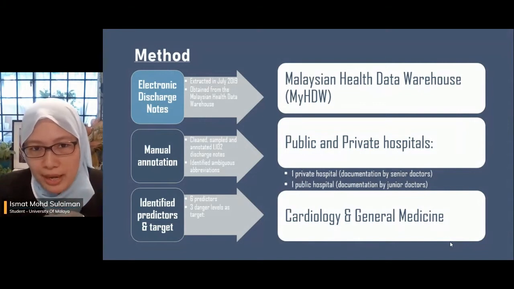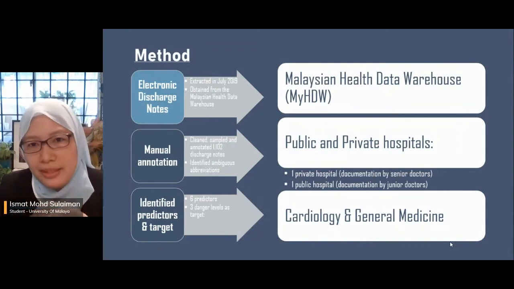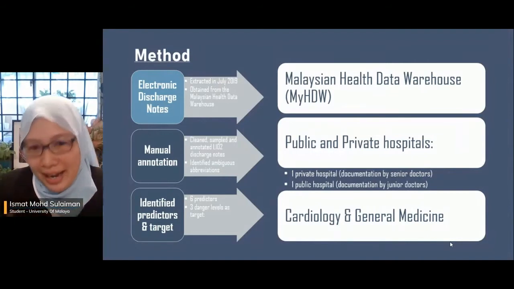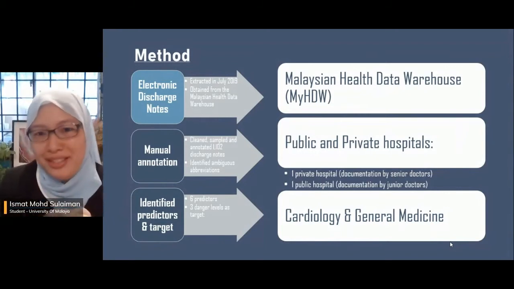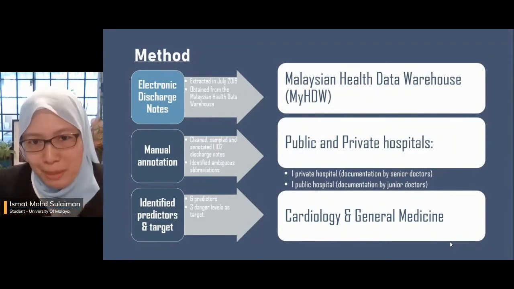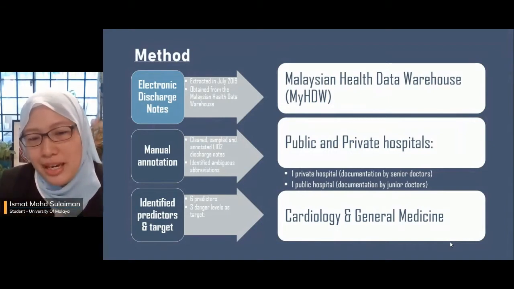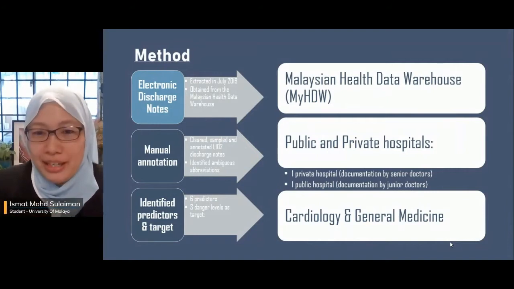So in Malaysia, we have two-tier hospitals. One is privately funded and another one is publicly funded. So it's a good mix of discharge notes because it could lead us to highlight how they document, and whether it differs between public and private hospitals. It's common in Malaysia that public hospital notes are usually written by junior doctors. That's basically their, I would say, their task, their responsibility.